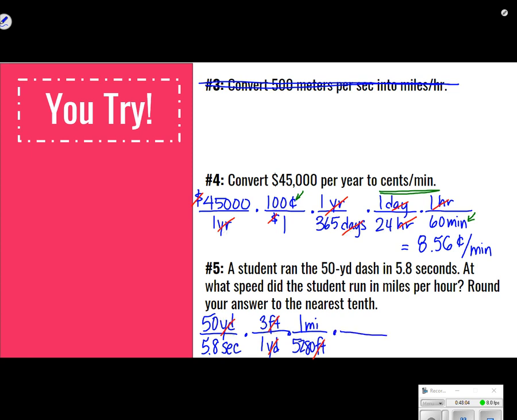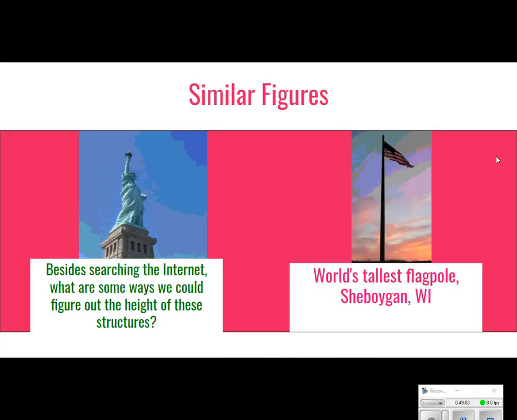There are, in 1 hour, 3,600 seconds. Seconds cancel with seconds. So I'm going to do 50 times 3 times 3,600. I'm going to divide that by 5.8, and I'm going to divide that by 5,280, and I get 17.63. Well, this student is faster than Rita. Miles per hour.